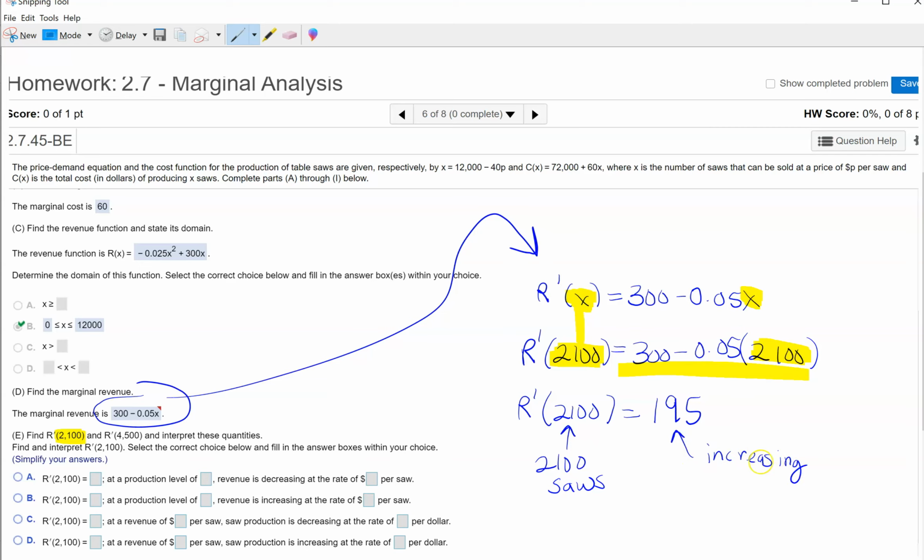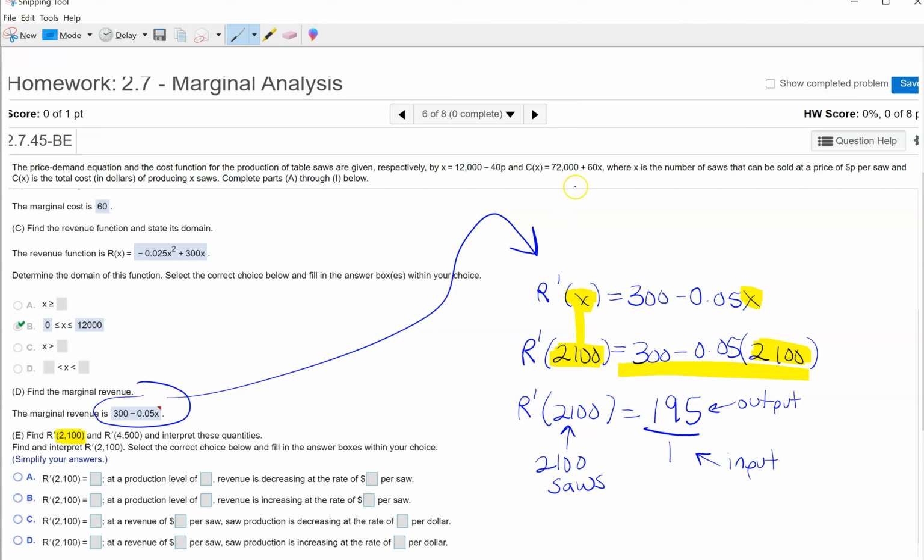But the units here are what really trip people up. So you have to remember a derivative is a rate of change. It's a slope. You have a rise over run. You need to put your units for your output with the numerator. You need to put your units for the input with the denominator.